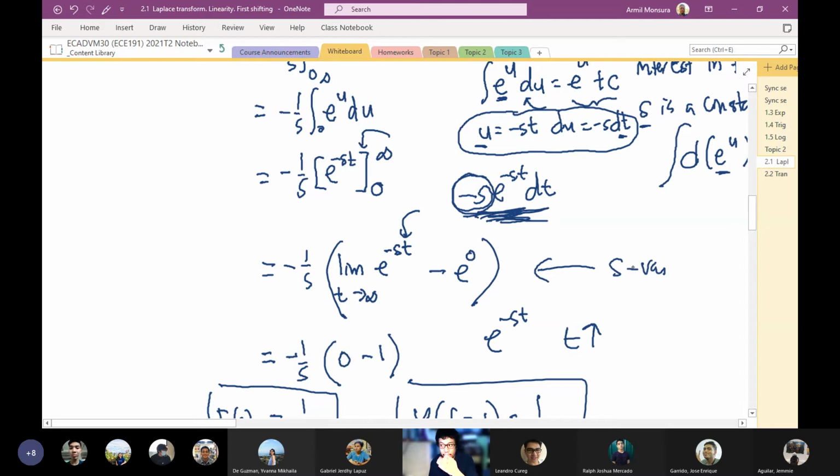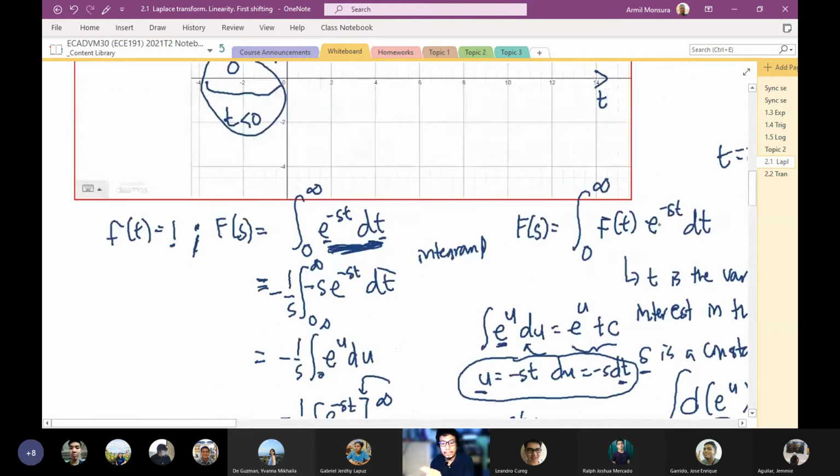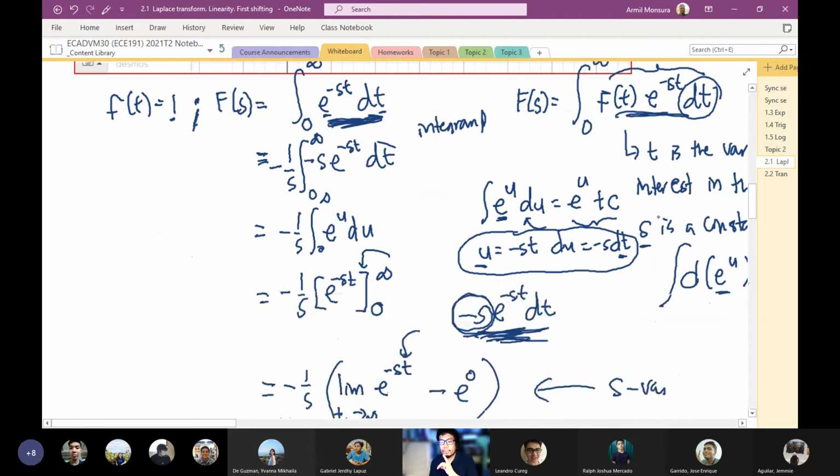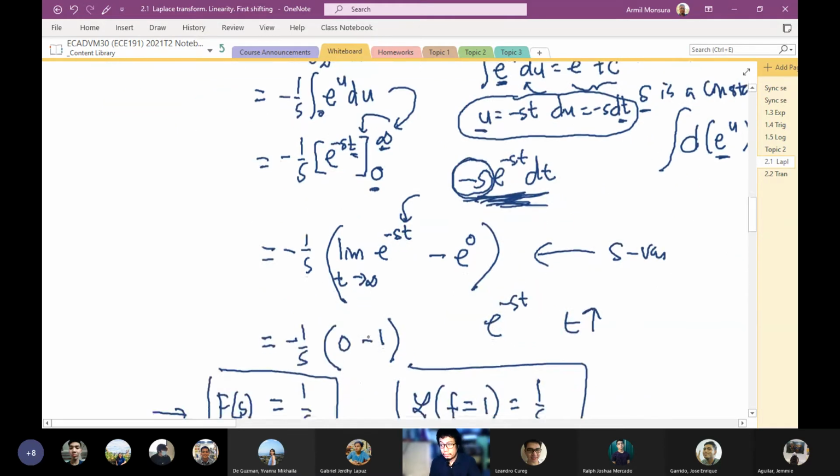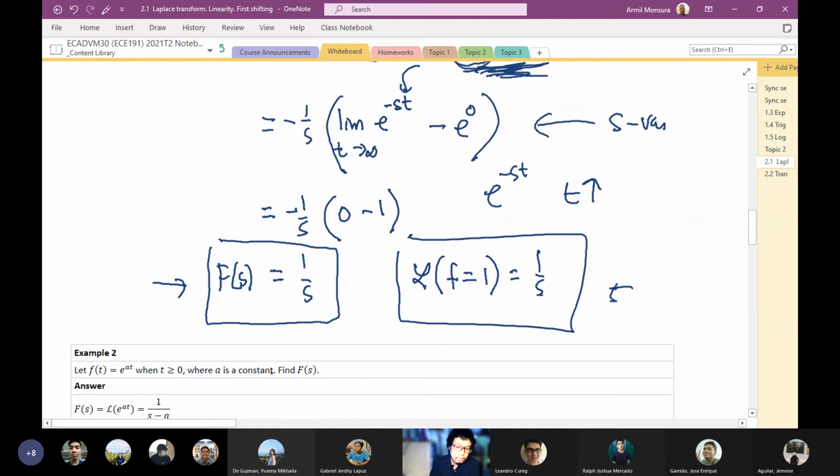After integration, tandaan nyo after integration, s becomes a variable again. Constant lang siya when it is inside this integral. Because basically, you're integrating with respect to t. So every other variable that you can see here, every other symbol that you can see there, is a constant. Pero right after integration, s becomes a variable. And t now becomes a constant kasi dahil sa mga limits na to. So therefore, eventually, pag sinimplify nyo yan, it becomes a function of s alone. Okay. Is that clear?